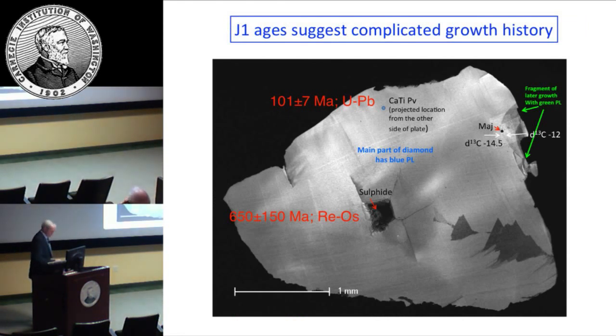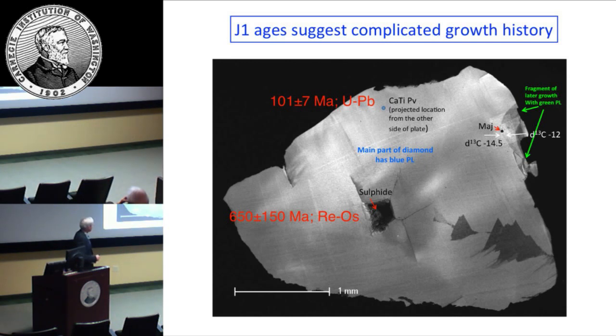So the interesting thing is, here's the diamond. Here's our sulfide, with a 650 plus or minus 150 MA model age determination. The perovskite is out here. Now, interestingly, in the paper in 2009, Bulanova and crew had this done on the ion probe at Edinburgh, the perovskite, and they got a 101 MA age, which is about the age of kimberlite eruption. And so what we have is the potential for a diamond that has an old piece of material in it that it captured from the mantle.